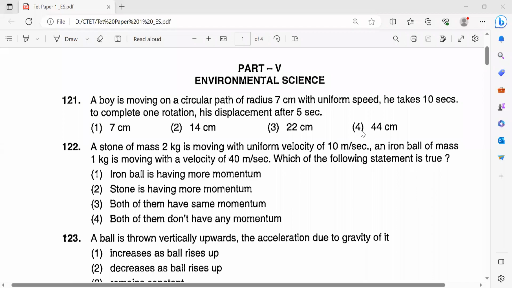Hello guys, today we are here to discuss the model paper for Environmental Studies, Paper 1, released by the website.